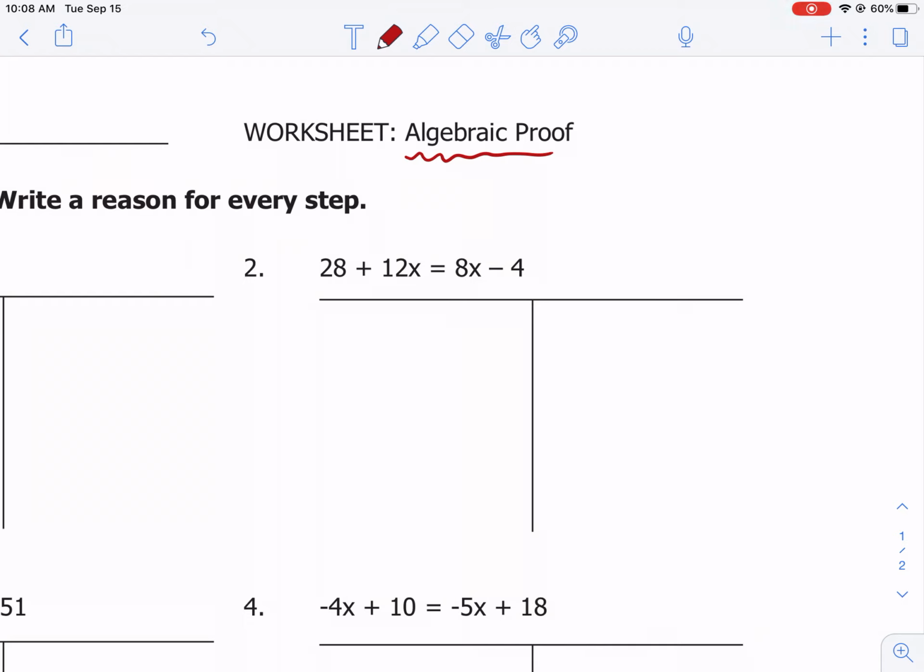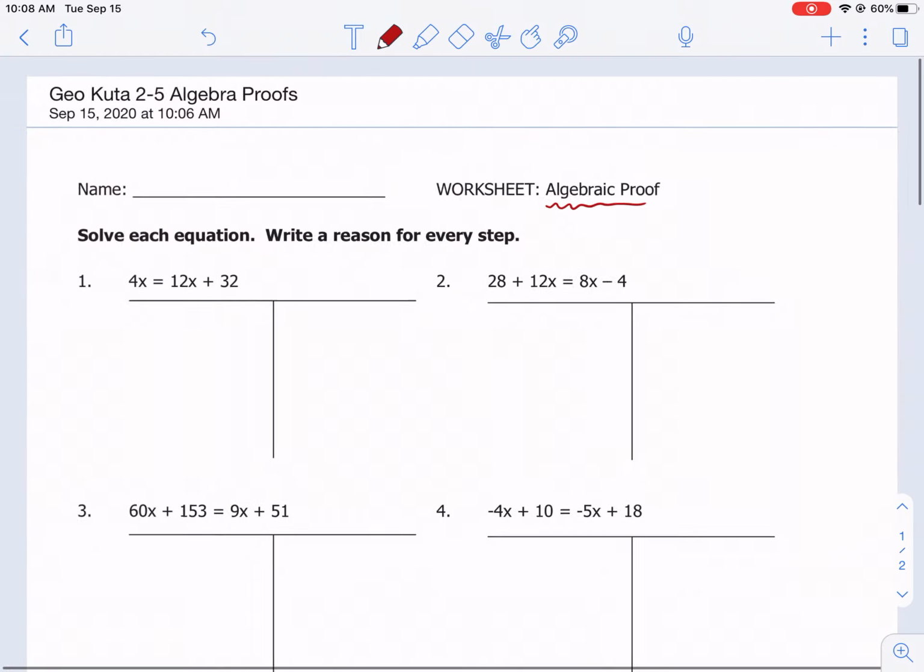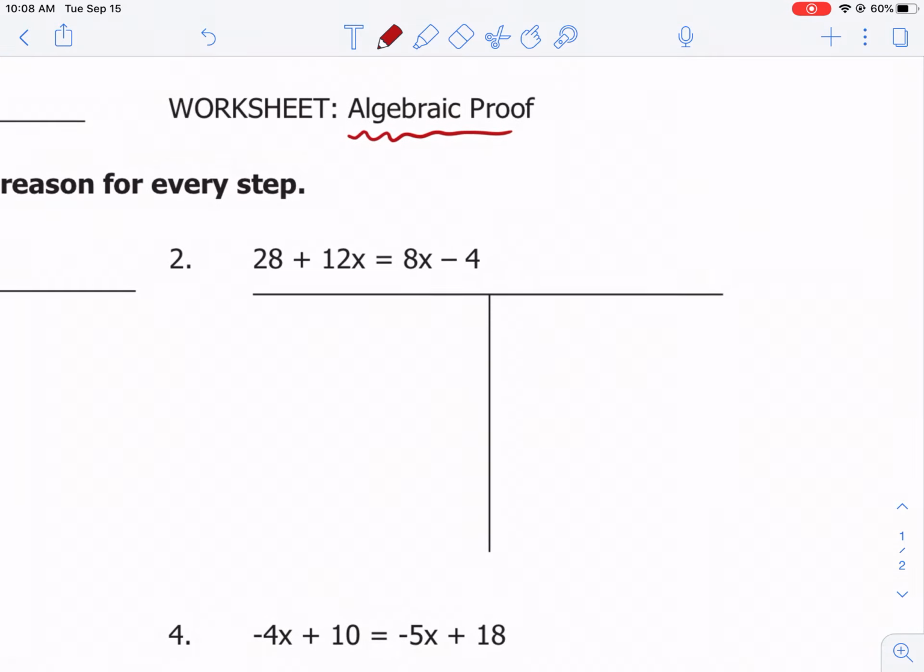Let's start with number 2. We're going to do the evens today. The evens never get any love, so let's go ahead and do the evens. Here we have number 2: solve each equation, write a reason for each step.